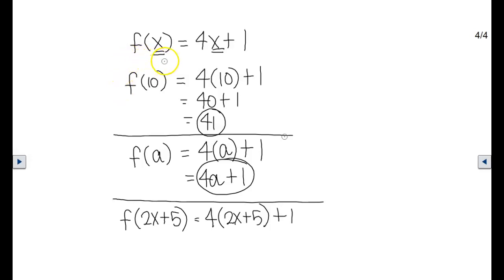So you have f of x is equal to 4 times whatever x is plus 1. So if this is what x is, you do 4 times that plus 1. So 4 times 2x plus 5 plus 1. Now to work this out, you would distribute first. So 4 times 2x would be 8x, and 4 times 5 would be 20. And then when I look at 8x plus 20 plus 1, there's really only one thing I can do to that, and that's add the 20 plus 1. So this would be 8x plus 21. I can't go any further than that because I don't know what x is.